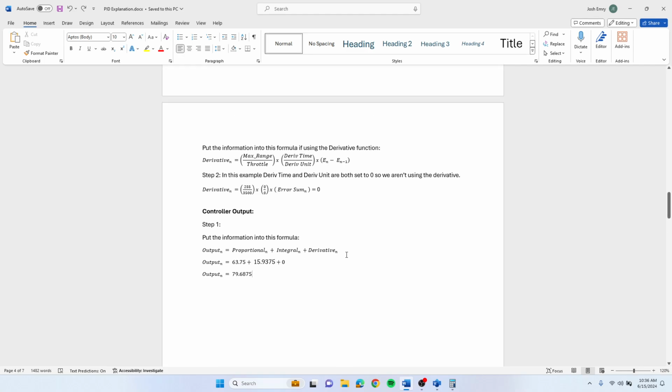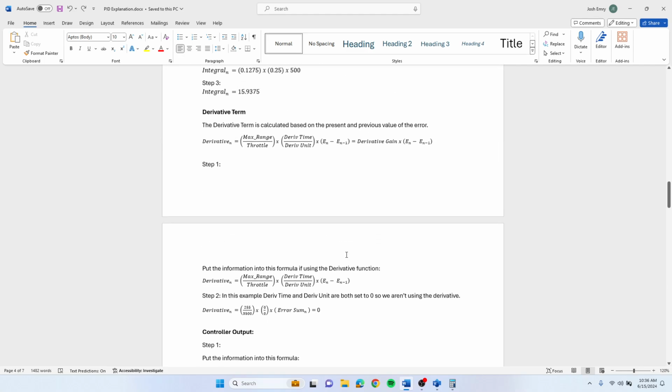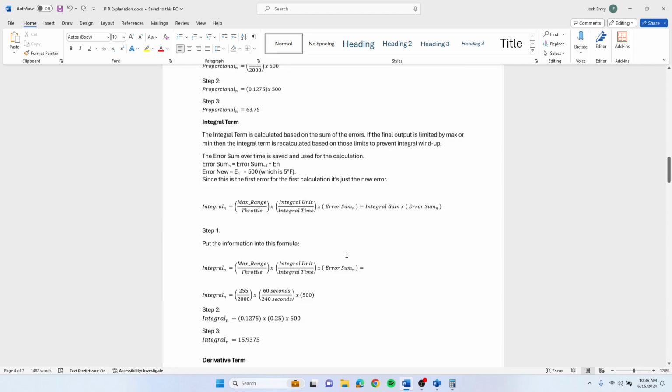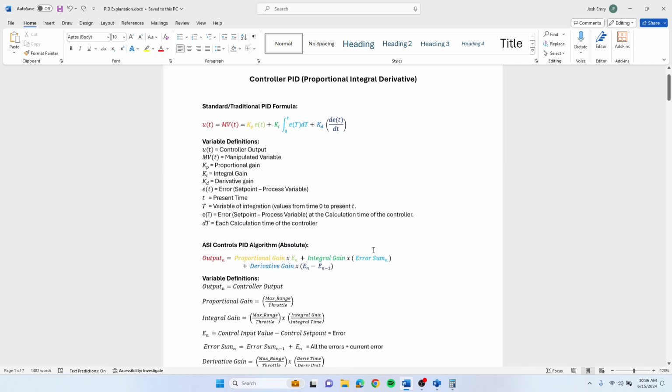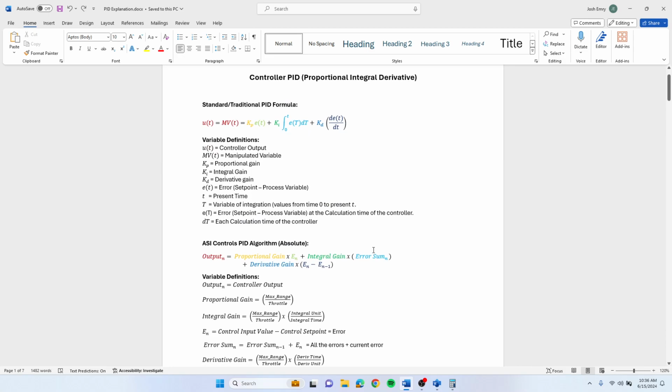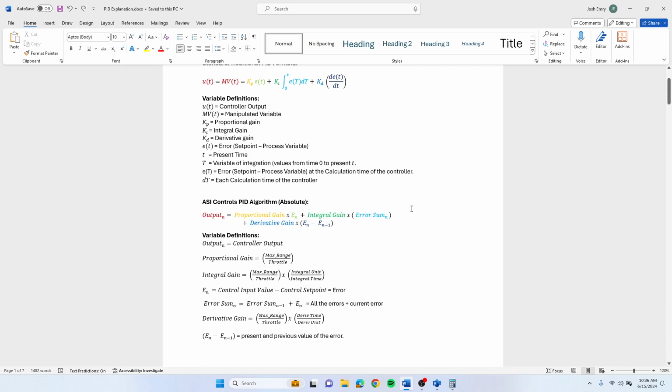And that's just based on this one very first error. The key is that the controllers are doing all these calculations in the background. It's nice, at least for me, to understand how the calculation actually works and what effect it's having on the controlled variable.